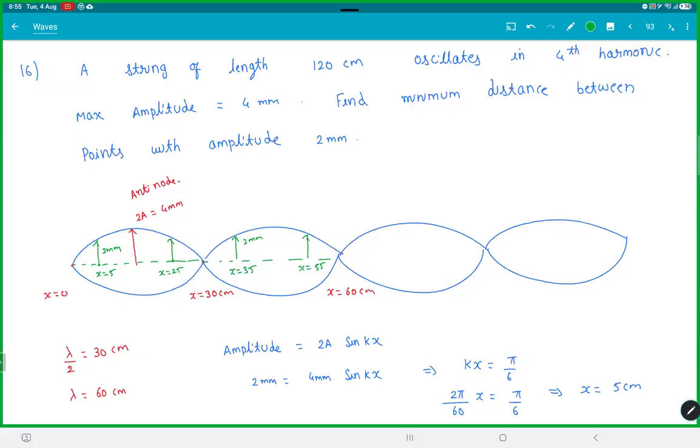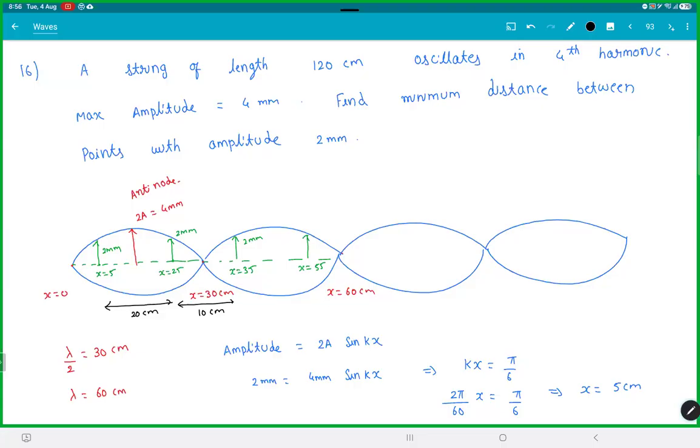Is this picture clear? So from a node at a distance of 5 centimeters, there is a point with 2 mm amplitude. Now read the question. Find the minimum distance between them. What is the distance between 5 and 25? 20 centimeters. What is the distance between 25 and 35? 10 centimeters. I think Samyak got the same thing. Right, Samyak? You are right, actually. So what is the answer? 20 or 10? 10, right? Is that making sense?